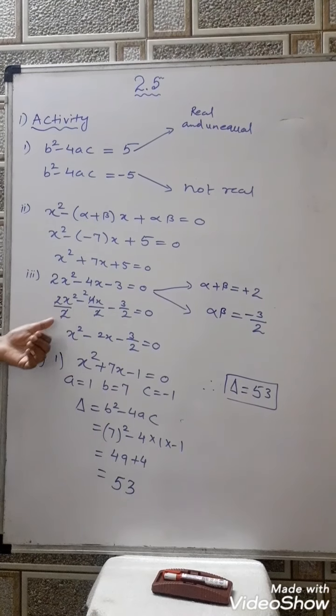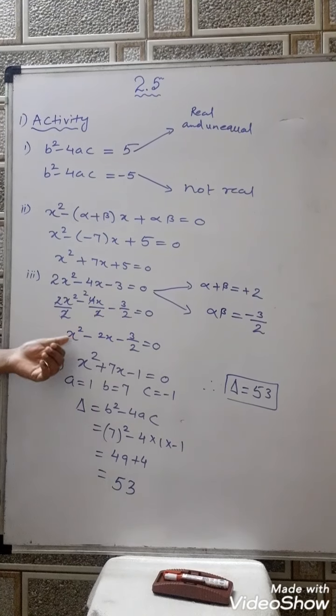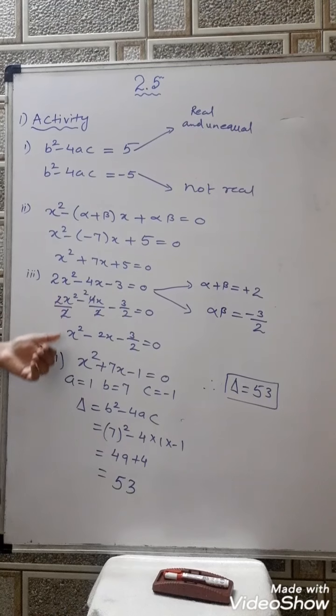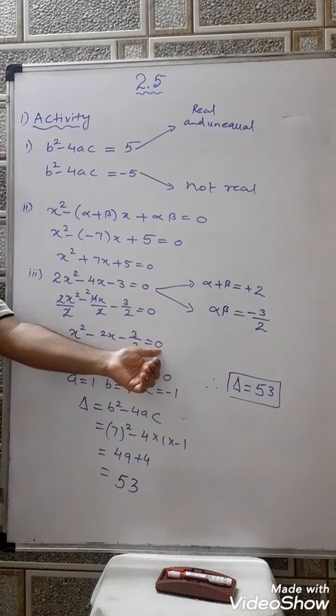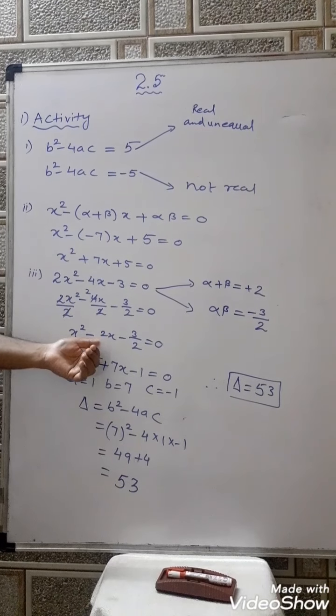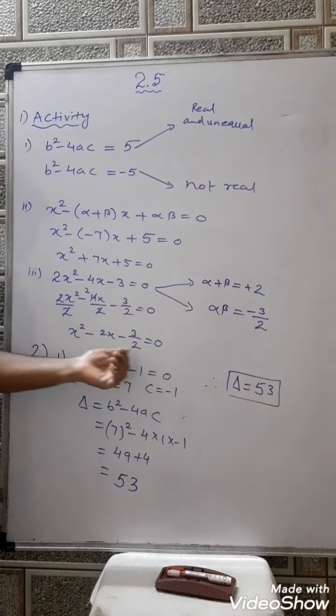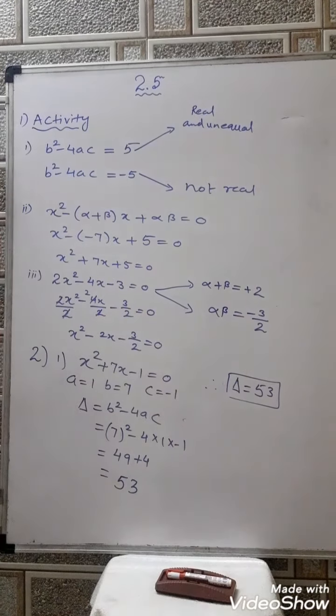So here 2 and 2 cancel, 4 is cancelled with the 2, and 3 upon 2 remains the same. So you get in the end x square minus 2x minus 3 upon 2 equals 0. So in the end we got the sum of the roots, it is plus 2, and the product of the roots is minus 3 upon 2. So we completed our first part.